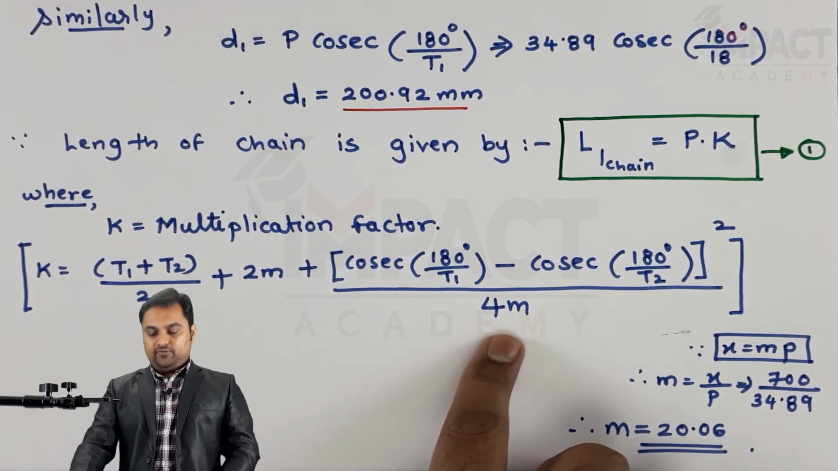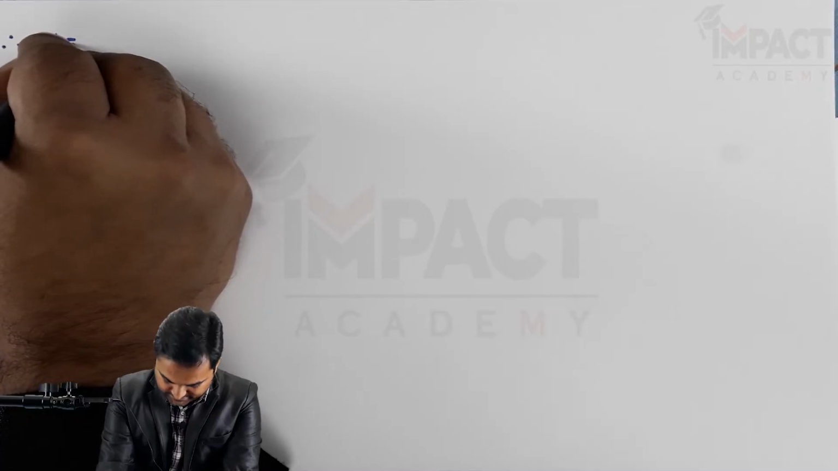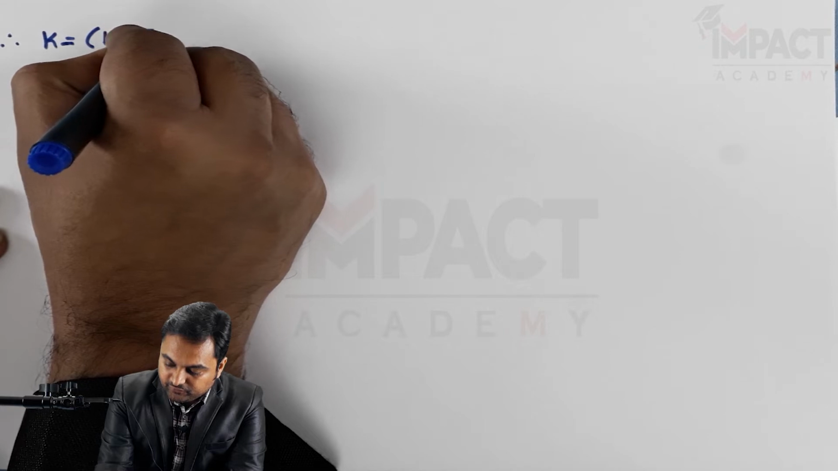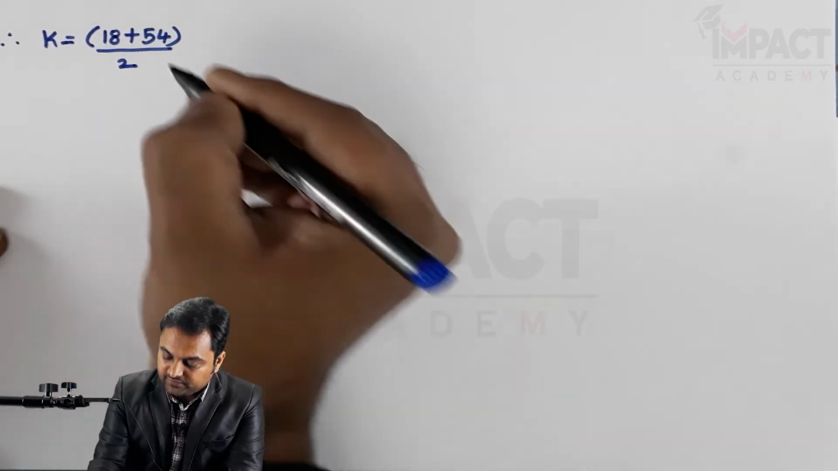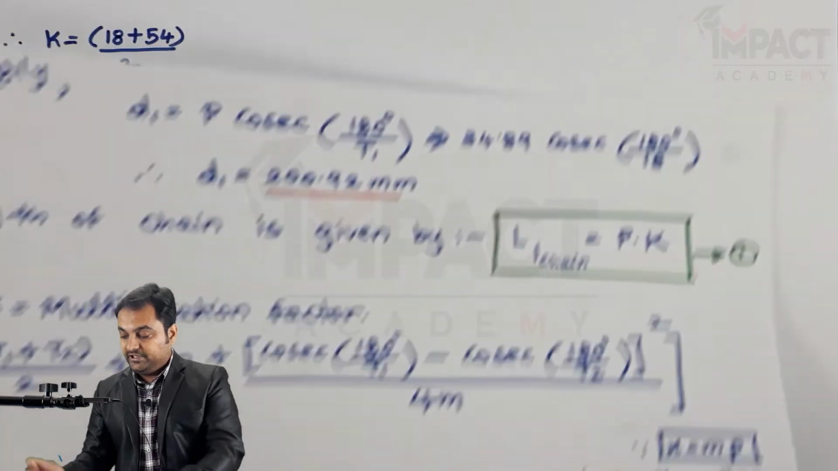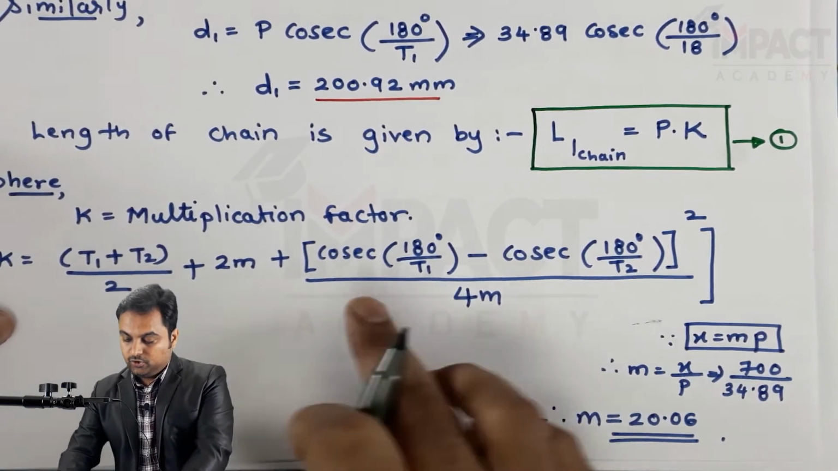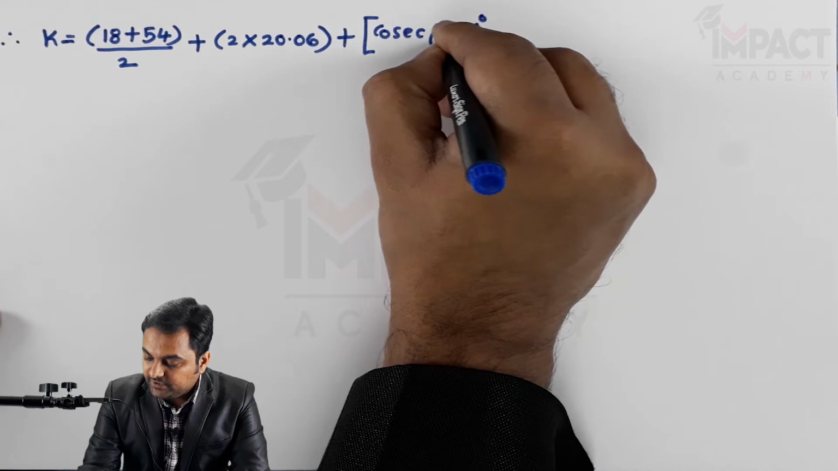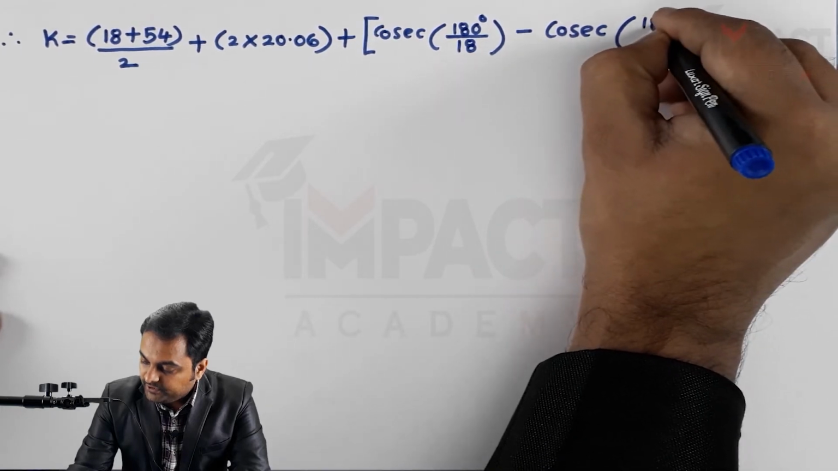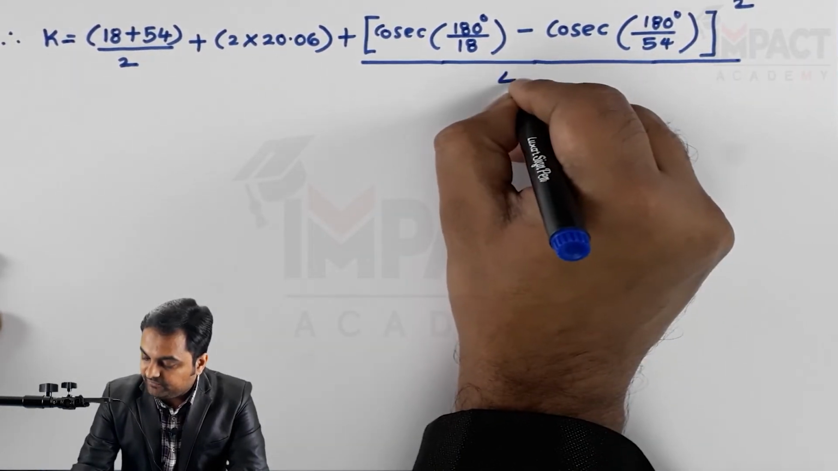Then after getting this value of m, I'll be putting all the values which we have found out in this multiplication factor to get the answer of K. K will be equal to T1 plus T2. T1 is 18 for us. T2 we have found out, it is 54. It is the number of teeth, so it won't be in mm because that is a number. Then plus 2m, so 2 into 20.06, plus, in brackets, cosec 180 divided by T1, T1 is 18, minus cosec 180 divided by T2, which is 54, whole square divided by 4m.